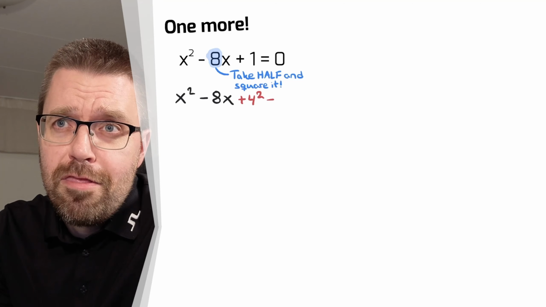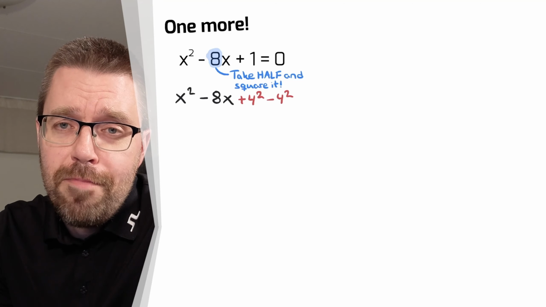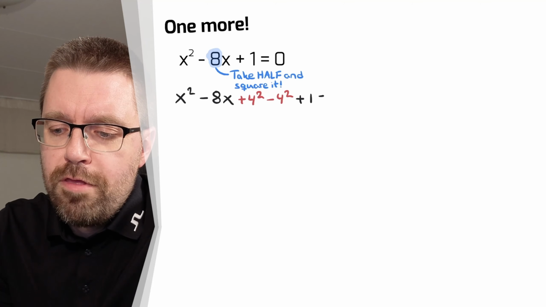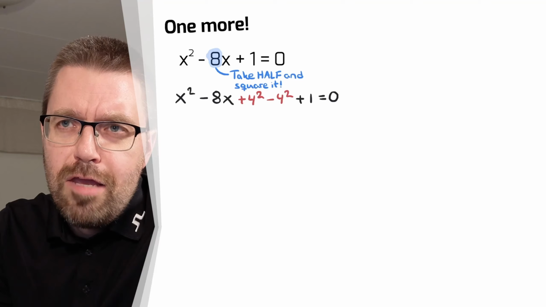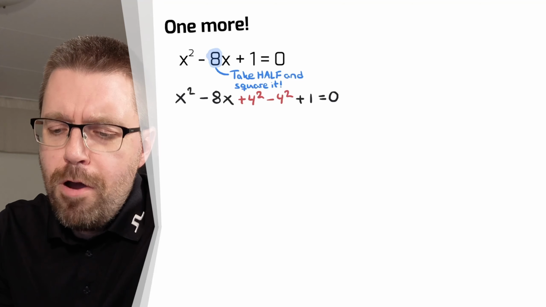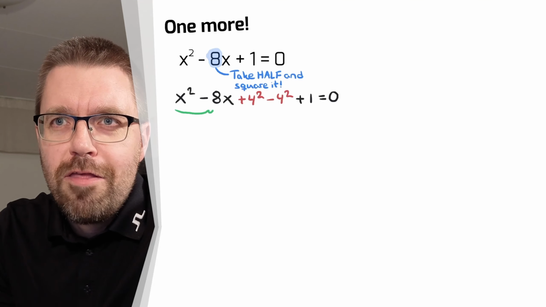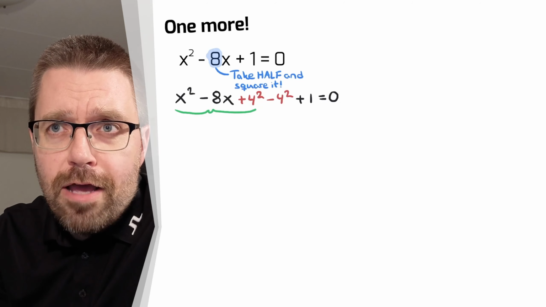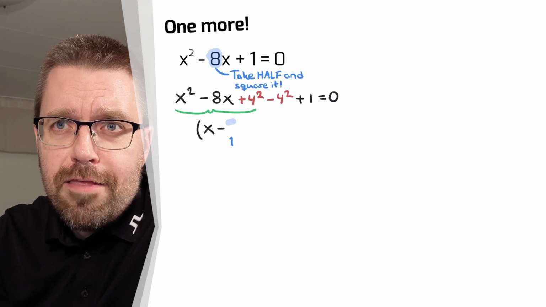Then I must subtract 4 squared as well. So I have added exactly 0. And then, of course, it will be plus 1 equals 0. Okay, so my three terms here, the first ones, I can rewrite them as a parenthesis like this.